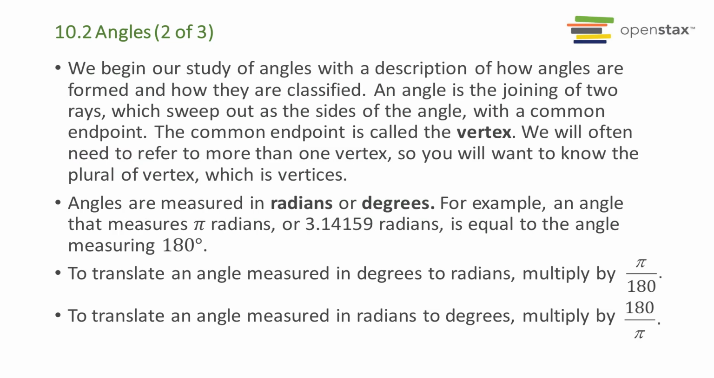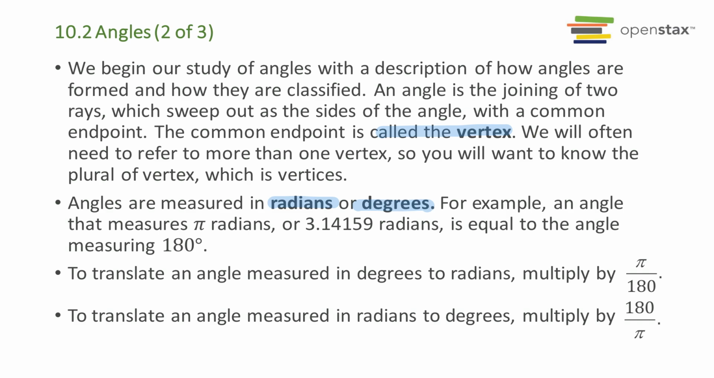We begin our study of angles with a description of how angles are formed and how they're classified. An angle is the joining of two rays, which sweep out the sides of the angle. Each of these has a common endpoint. The common endpoint is called the vertex. We often need to refer to more than one vertex, and the plural is vertices. Angles are measured in radians or degrees.